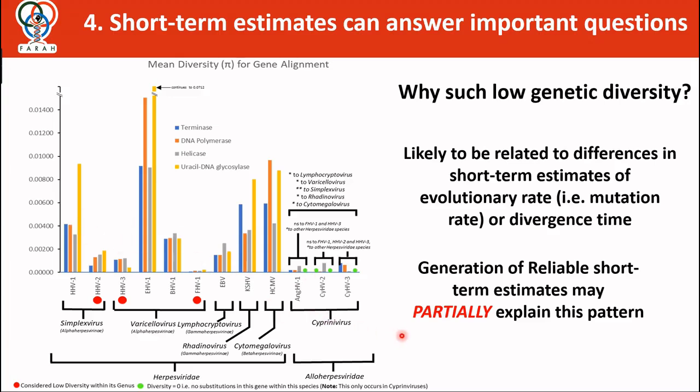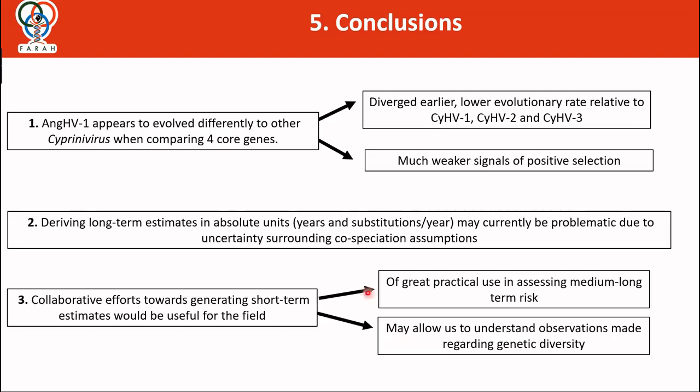So to conclude, anguillid herpesvirus 1 appears to have evolved differently than its closest relatives when we compare them in terms of these four core genes. Deriving absolute estimates of divergence times and evolutionary rates using node calibration is a bit difficult at the moment, considering the uncertainty surrounding co-speciation events and dating. But for many reasons, collaborative efforts towards generating short-term estimates would be very useful for the field.